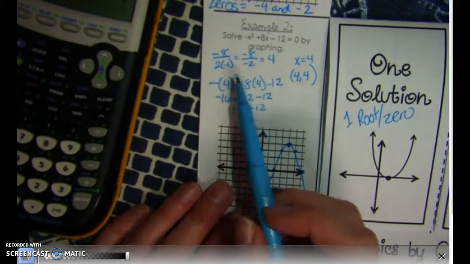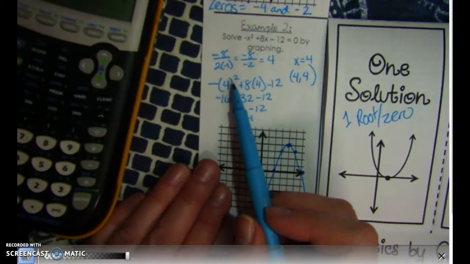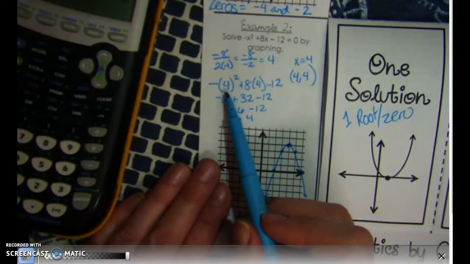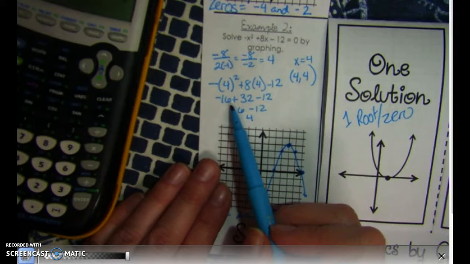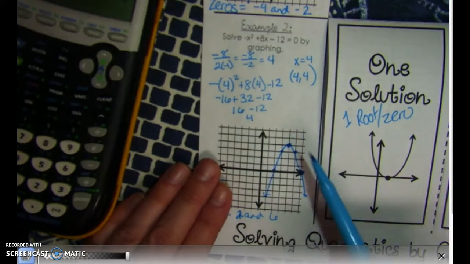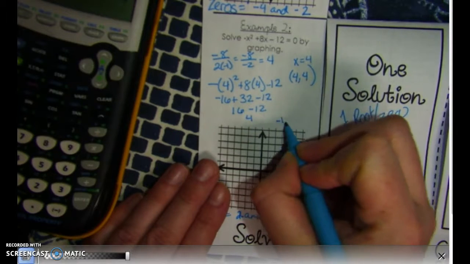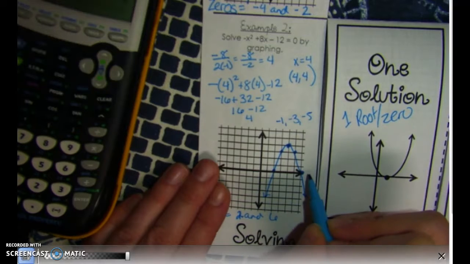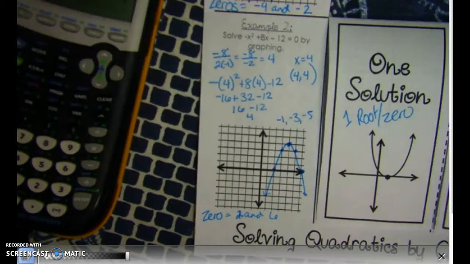Another crucial one where when you're plugging in, you want to use parentheses because that's how I get -16. I don't want to take -4 squared to get +16. So I got my vertex as 4, 4. My A is -1, so I know my pattern would be -1, -3, -5. And now I know my roots are 2 and 6.